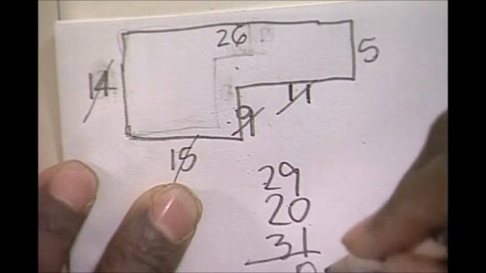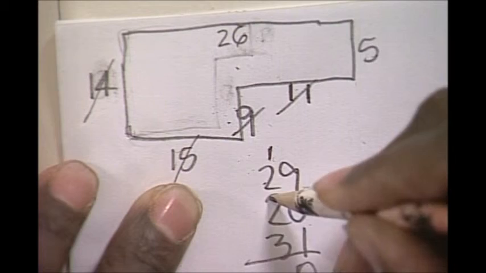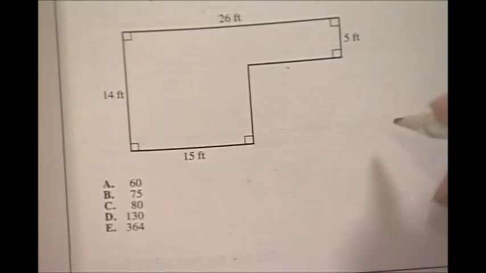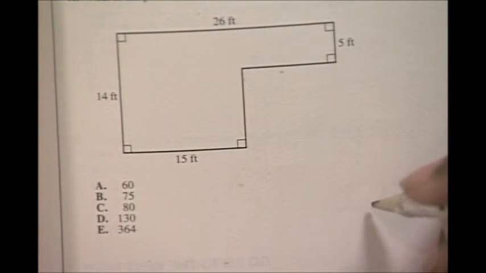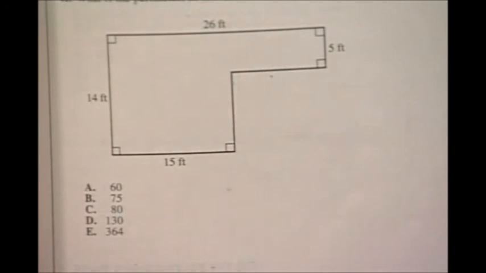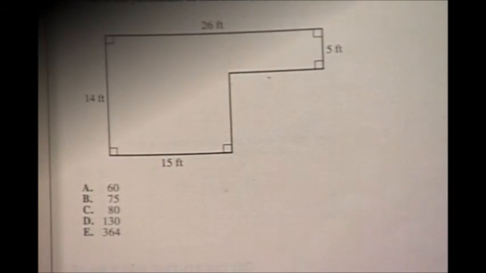You'd get, that would be 10. You carry the 1. You'd get 4 plus 1 is 5 plus 3 is 8, so 80. So the perimeter or the distance all the way around for this particular problem would be C. That the answer would be 80. All right, final answer.